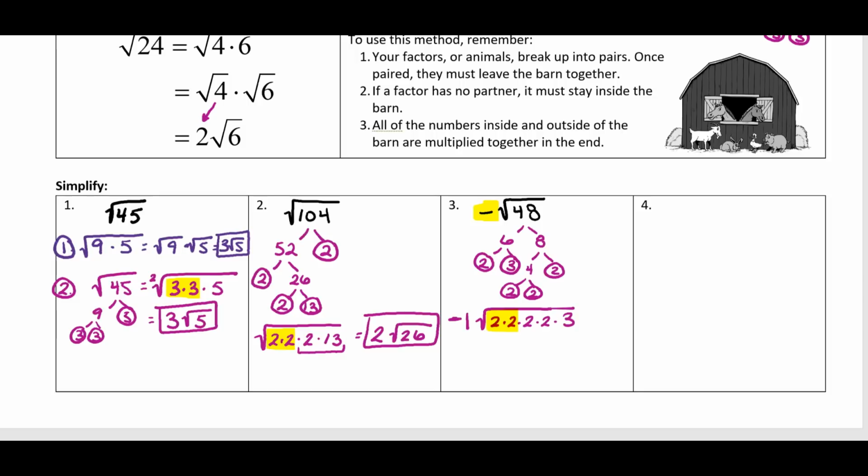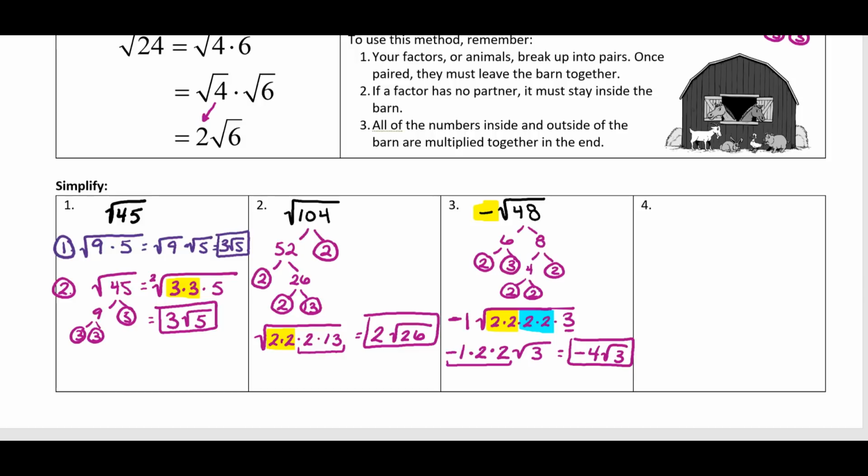So we have this 2 in common. So that means one 2 is coming out for that pair. So we have negative 1 times 2. It's always times. And then here's another factor pair. So we're going to bring out another times 2. And then this guy stays all alone, this 3 on the inside. So that's going to give us the answer, negative 4. You multiply these together times the square root of 3. And that would be the most simplified version of negative square root of 48.